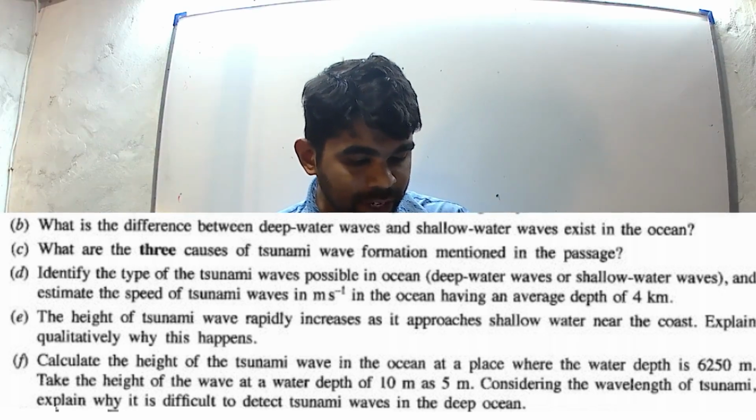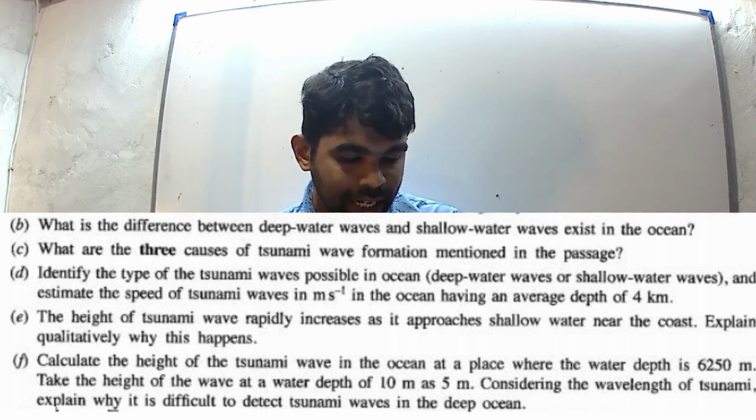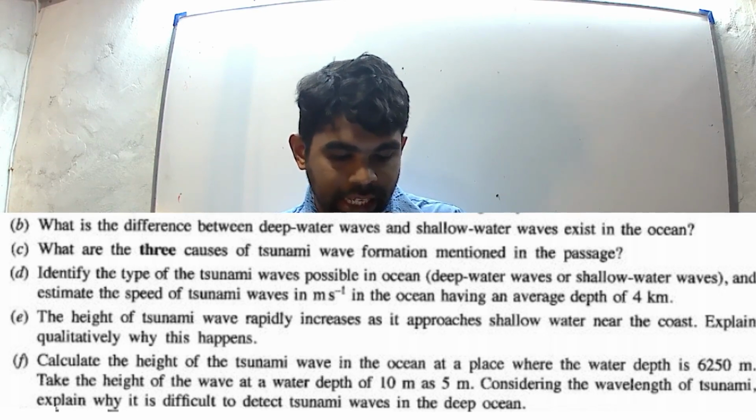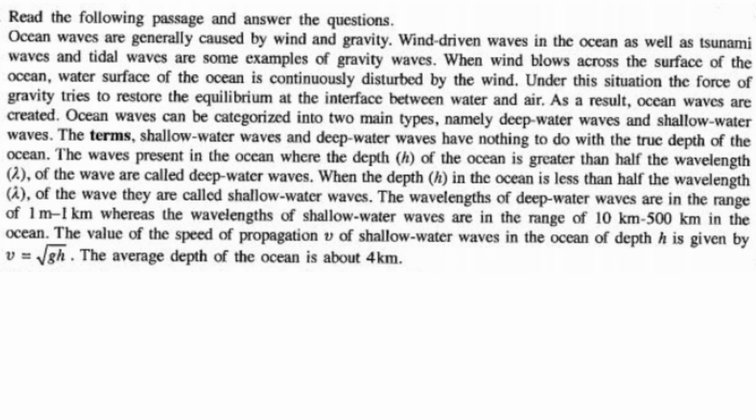Then B. What is the difference between deep water waves and shallow water waves that exist in the ocean? Then I will read again. Ocean waves can be categorized into two main types, namely deep water waves and shallow water waves. The terms shallow water waves and deep water waves have nothing to do with the true depth of the ocean.